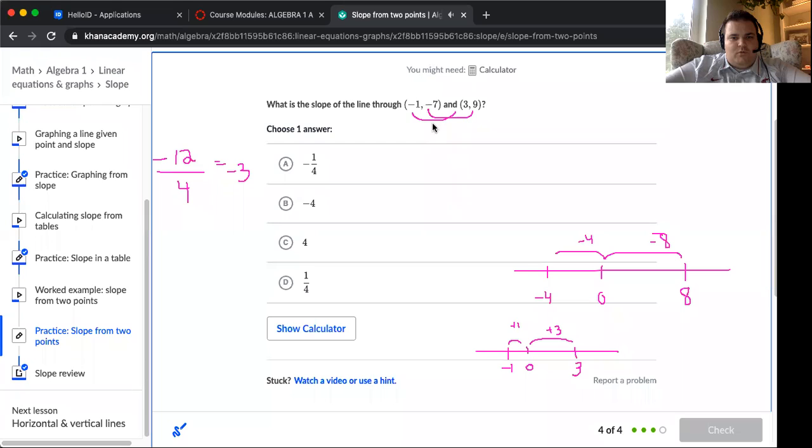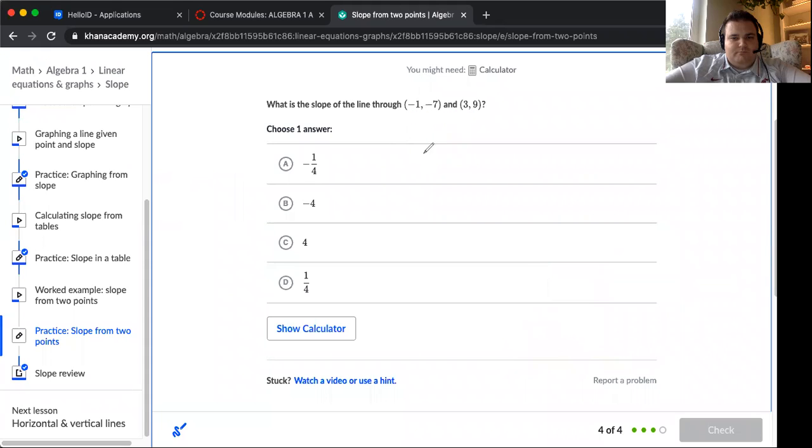And let's do one more, and then we'll call it good here. Okay, what is the slope of the line through -1, -7, and 3, 9? Change in y from -7 to 9 would be 16. Again, I'll draw the number line here. -7, 9, 0 somewhere in the middle.